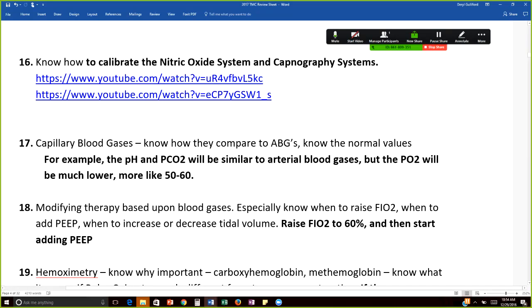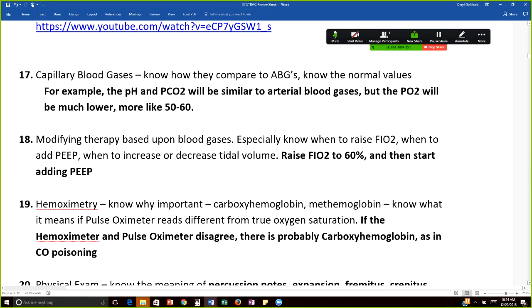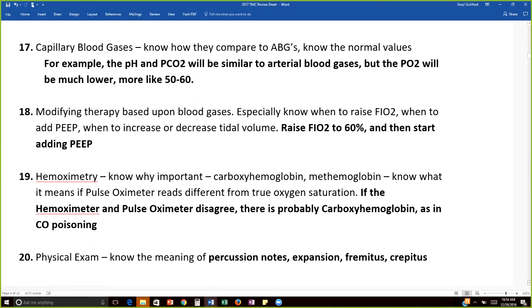Capillary blood gases. We do a lot of capillary blood gases in babies, of course. Can we trust them? Well, the answer is we can trust part of them. We can trust the pH and trust the PCO2, which are very similar to arterial. But the O2 will be lower, significantly lower. So it's important to understand that. You can trust the pH and PCO2. They're similar to ABGs, but the O2 is going to be considerably lower.